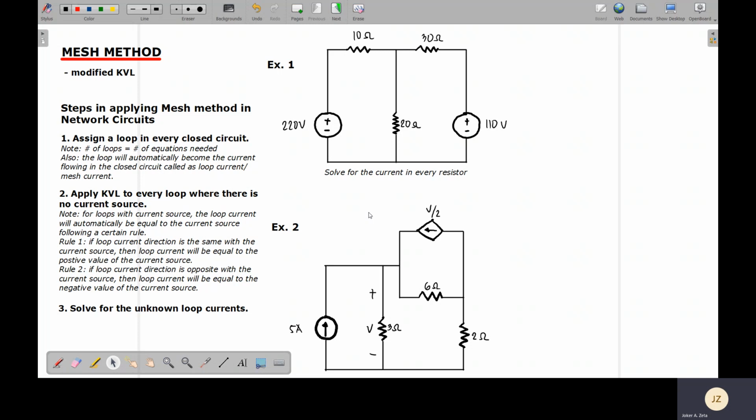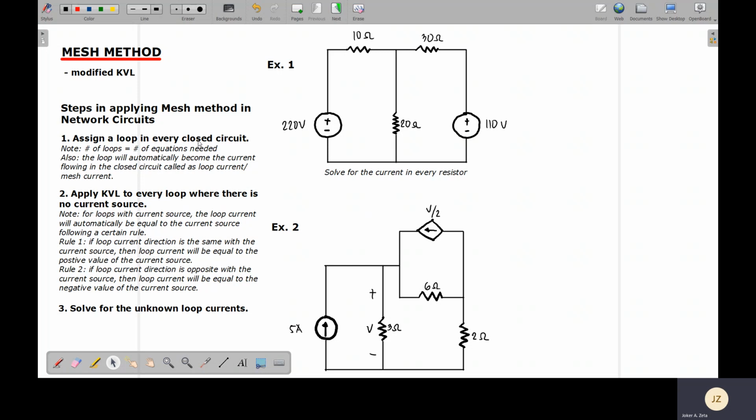Step number 1, assign loop in every closed circuit. Now, take note that the number of loops that you're going to make in a circuit will be equal to the number of equations needed. So, for example, if you can make 3 loops, then you need 3 equations. Or if you can assign 2 loops, then you need 2 equations.